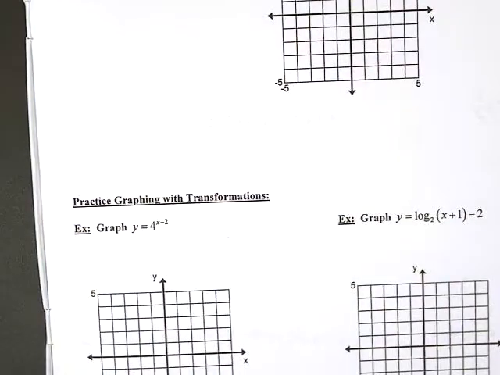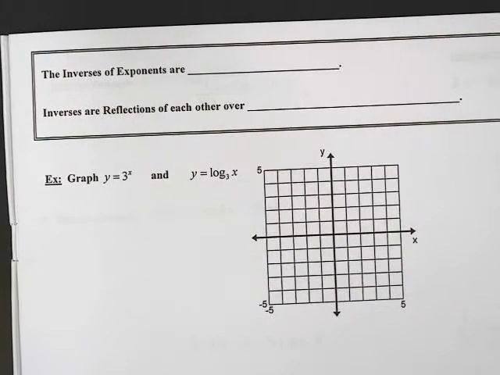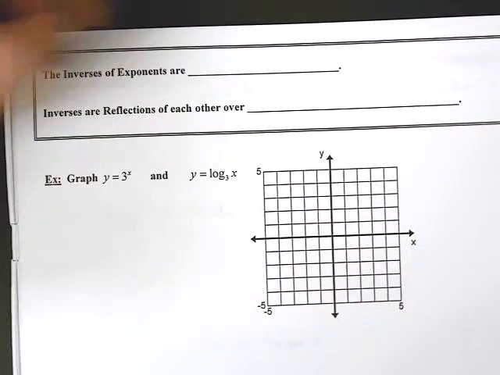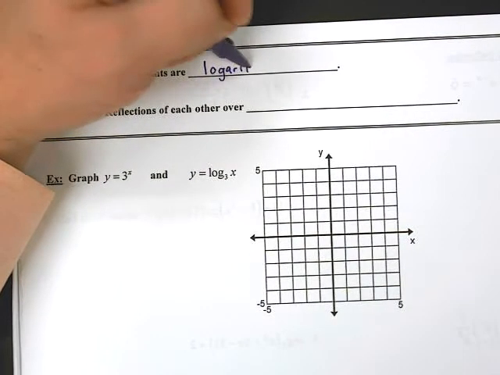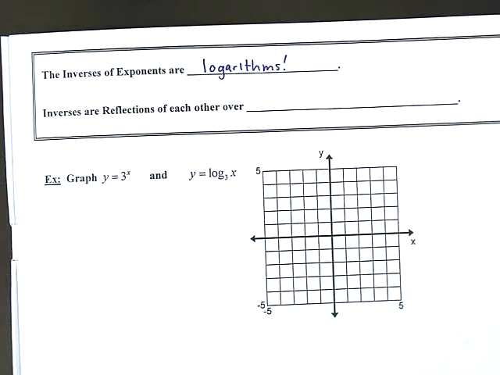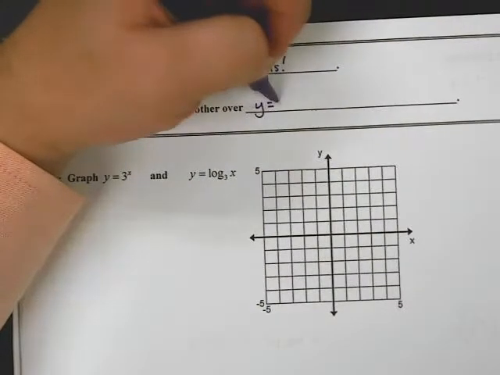We're going to talk about inverses for a second, and then we're going to get into some transformations as well. One thing that we need to remember is that exponentials and logarithms are inverses of each other. Inverses of exponents are logarithms. Inverses are reflections of each other over the line y equals x.